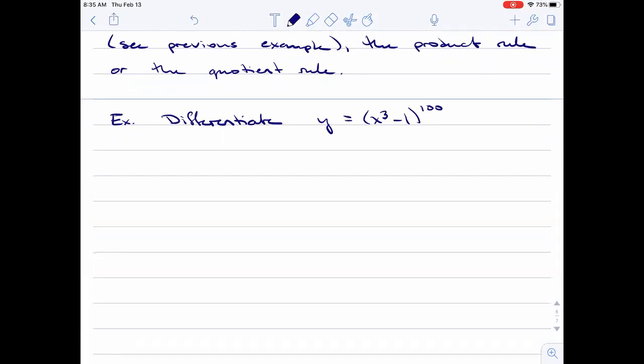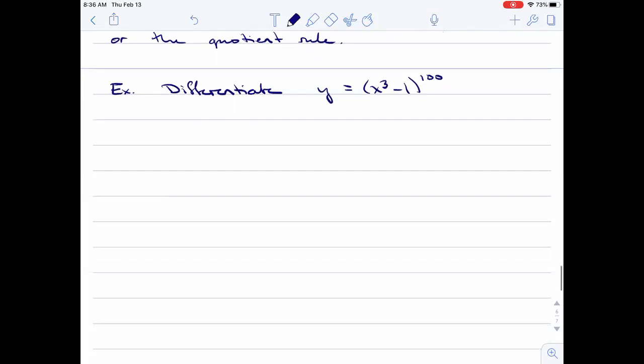right? Here we've got just the power rule on the outside, right? Something to the power of 100, so my outside function is that power of 100. So I can take the derivative of that, and then the derivative of the inside is just 3x squared, right? So now y prime is going to be 100 times x to the 3 minus 1. 100 minus 1 is 99, so to the power of 99 times 3x squared.